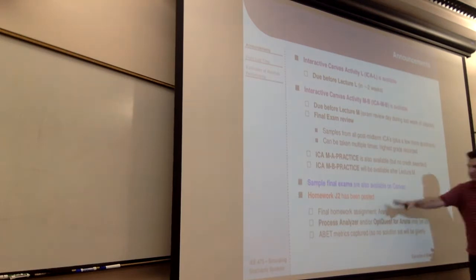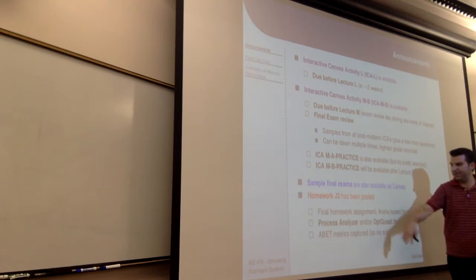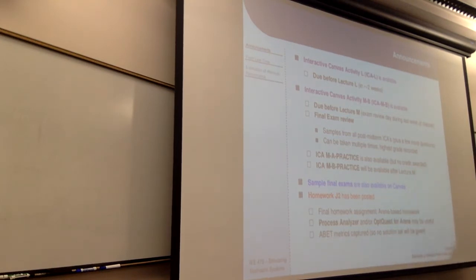Then homework J2, that's been online. This is an Arena-based homework. This is the final homework assignment. And you can do all of it by hand, but if you know how to use the Process Analyzer or OptQuest, it may make it go by a little more quickly.